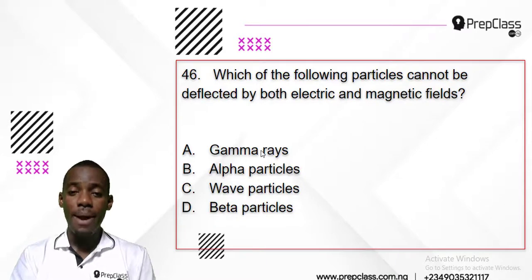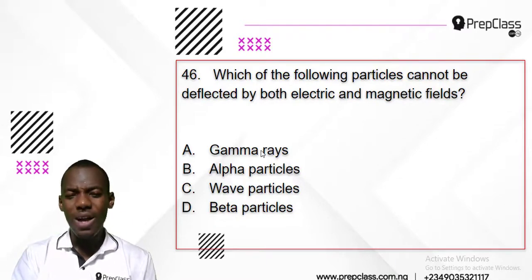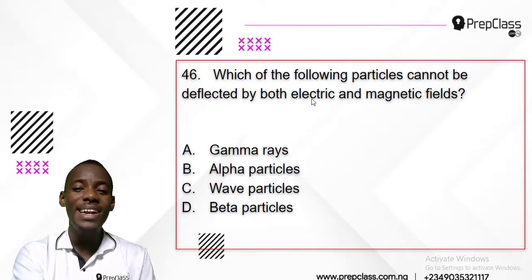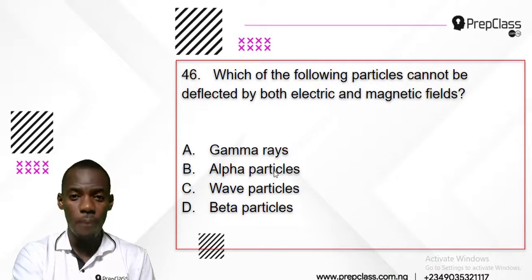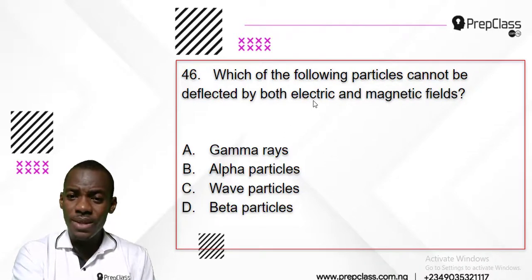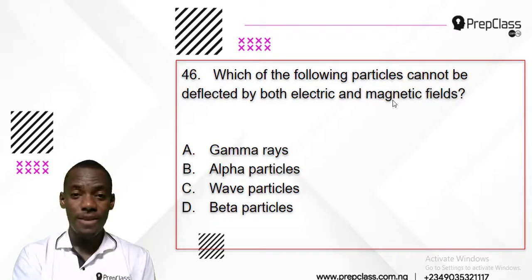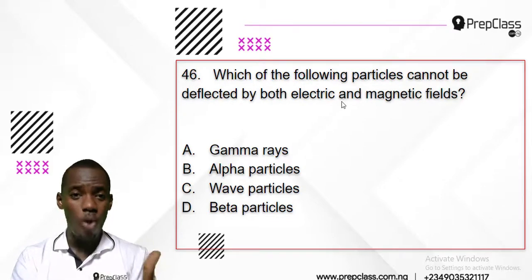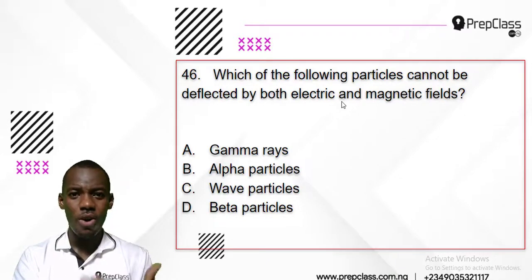That means gamma can move with the speed of light, but another thing about gamma ray is that it cannot be deflected by electric and magnetic field, and that means gamma ray is the one we are looking for. It is not open to electric field, not open to magnetic field. That means magnetic field and electric field cannot even see it, so they can't deflect it because they can't even perceive it.